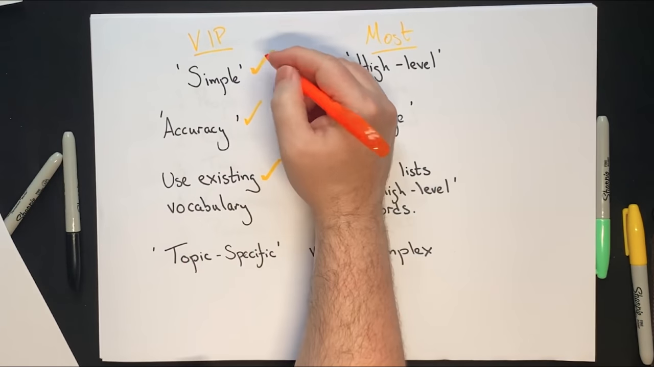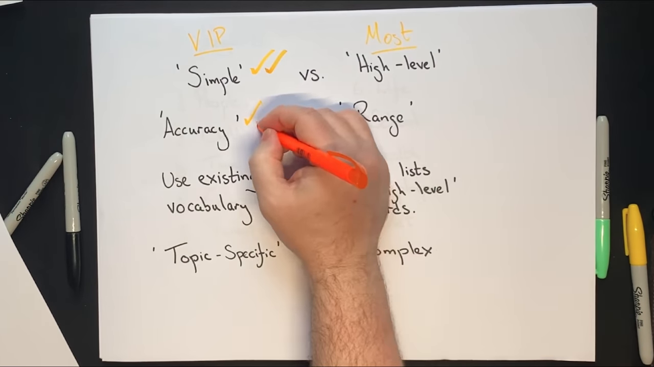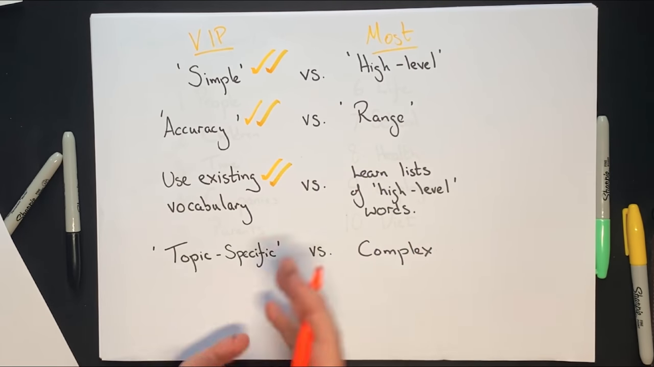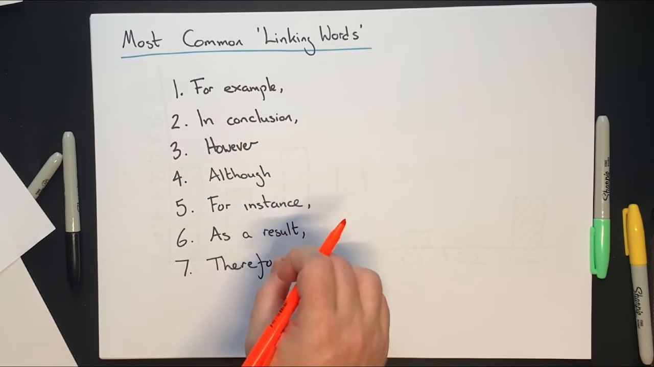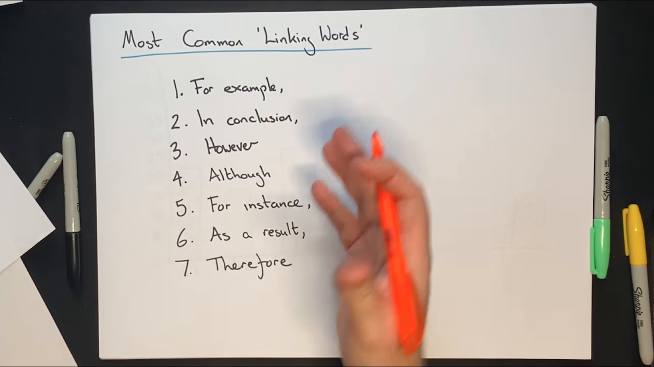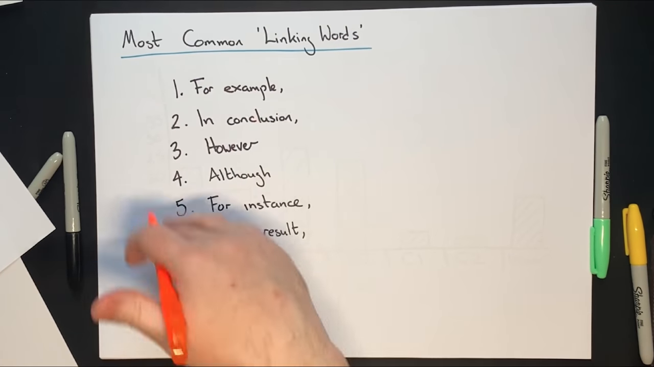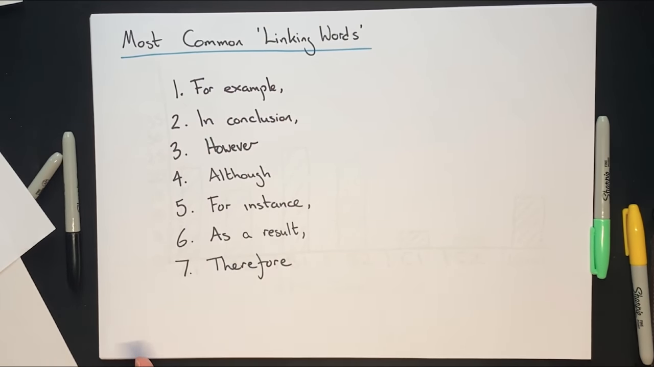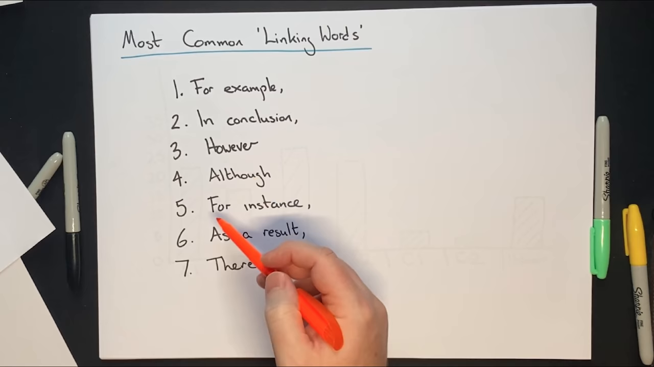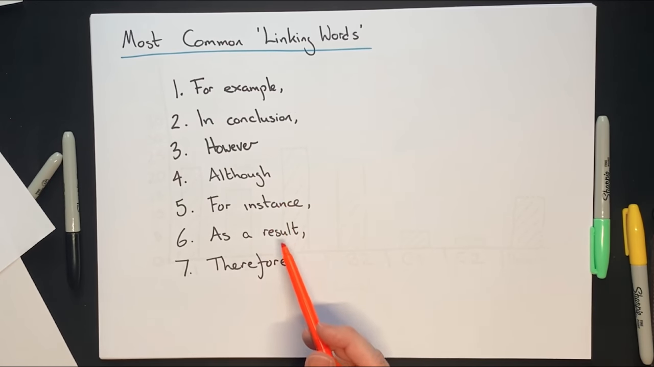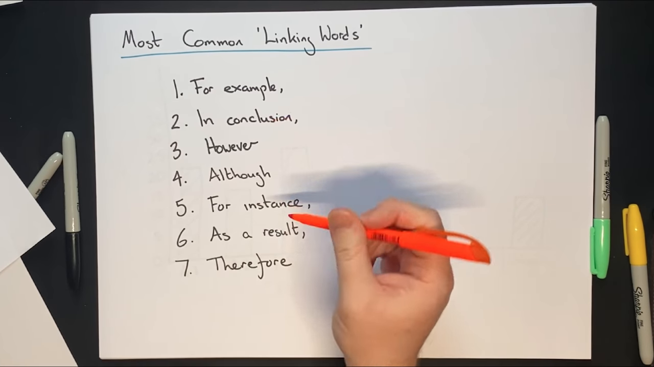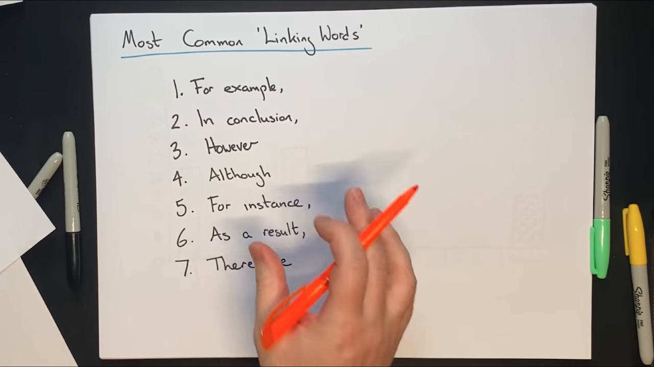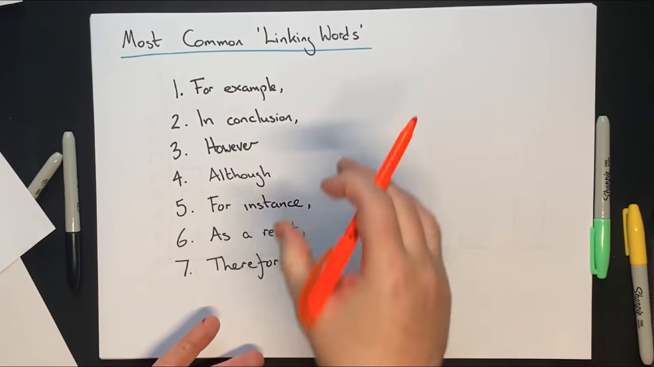So let's see who's the winner here. Simple, of course. Accuracy, use existing vocabulary, there's nothing new in there. And topic specific. Now let's look at the most common linking words. Some people call these linkers, some people call these cohesive devices, but they're all words like this. These are the most common ones that we find in those 100 band 7, 8, and 9 essays. For example, in conclusion, however, although, for instance, as a result, and therefore. Again, very simple. All of these are just functional and practical because we teach our students what the examiners are going to think about these.